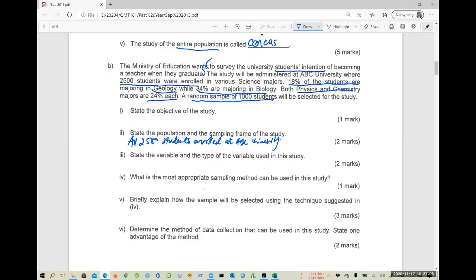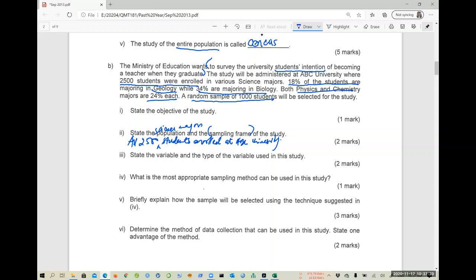Okay, or you can be more specific. You can say all 2,500 science major students. Okay, you can have science major students over here to be more specific. Science major students enrolled at the university, ABC University. And then the second part asks you to find the sampling frame.